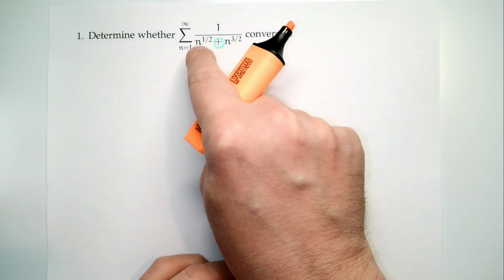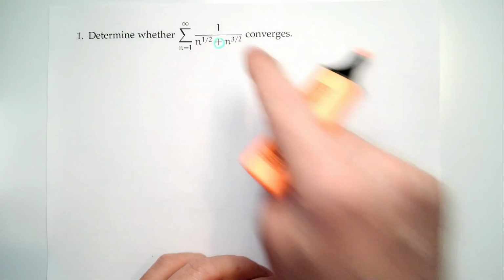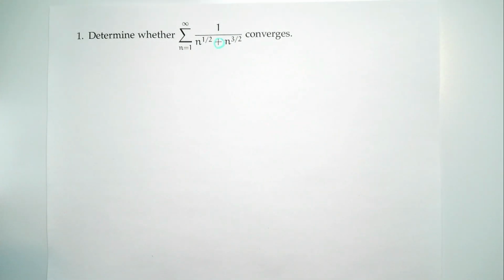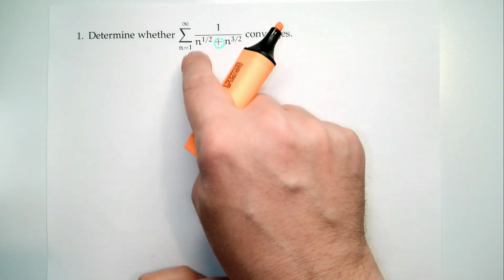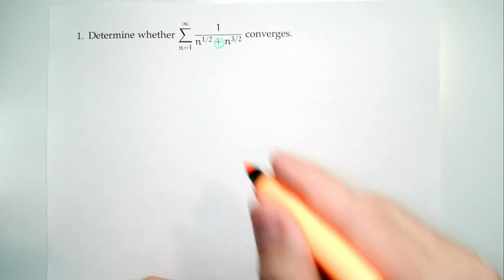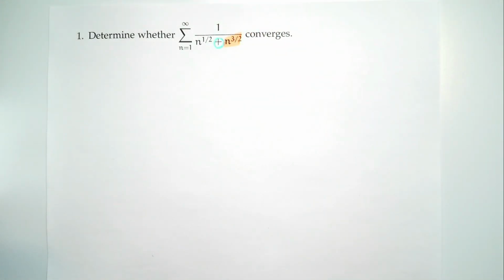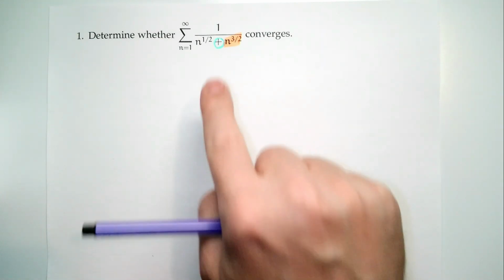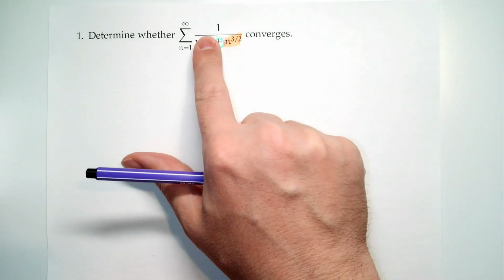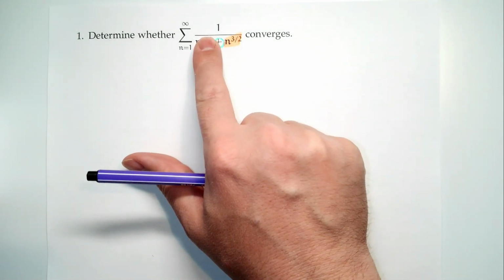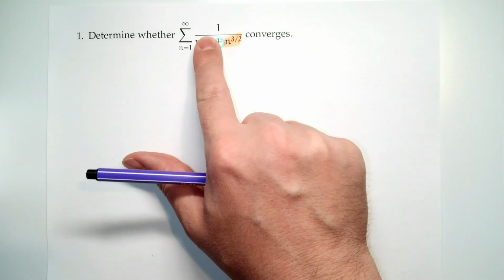So, which one's bigger? And the reason I ask which one's bigger is I want to know which one's controlling the growth. N to the half, n to the 3 halves. The answer is n to the 3 halves is bigger. So I say, all right, that's what's controlling the growth. Good. Well, now that I know what's controlling the growth, I say to myself, okay, suppose it was just n to the 3 halves, so we were ignoring that for a second. Would that converge? And how do we know?